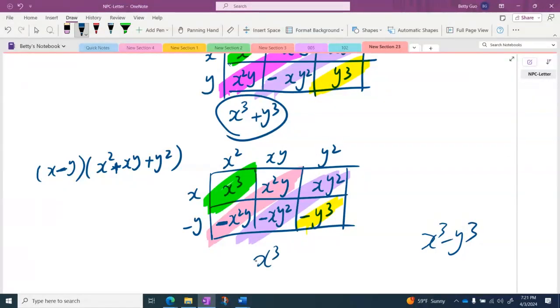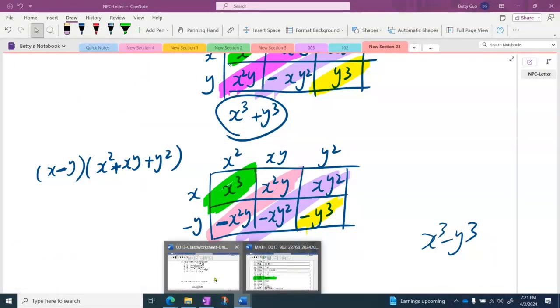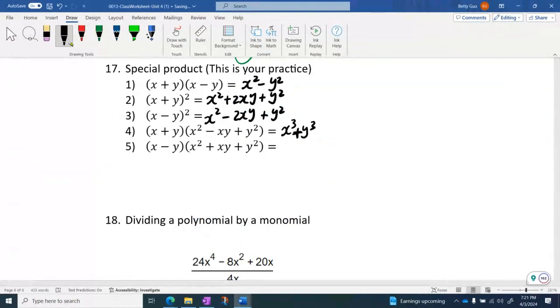The pink cancel each other. I hope you see that. The purple also cancel each other. The two terms are opposite. And then we have one term left, the yellow, which is negative y cubed. So the answer is x cubed minus y cubed.